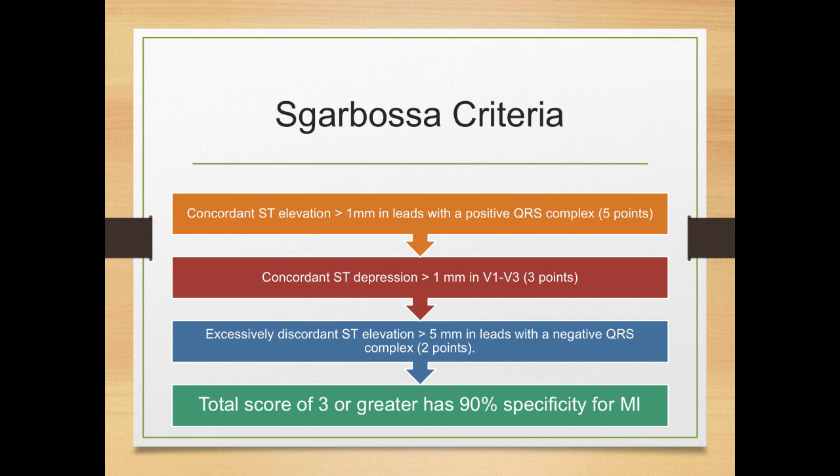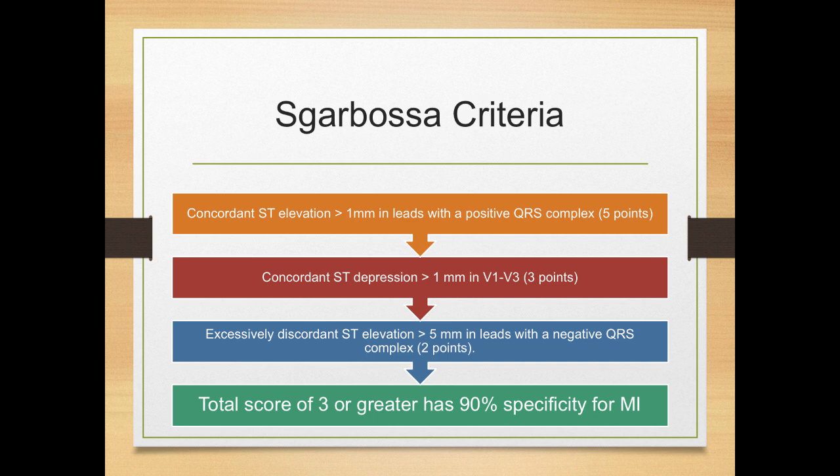5 points. There you go. Congratulations, you don't have that. We're going to move down. We have concordant ST depression greater than 1 millimeter in V1 or V3, or V1 through V3, I should say. That's 3 points. That's again an automatic BAM. You probably have an MI.